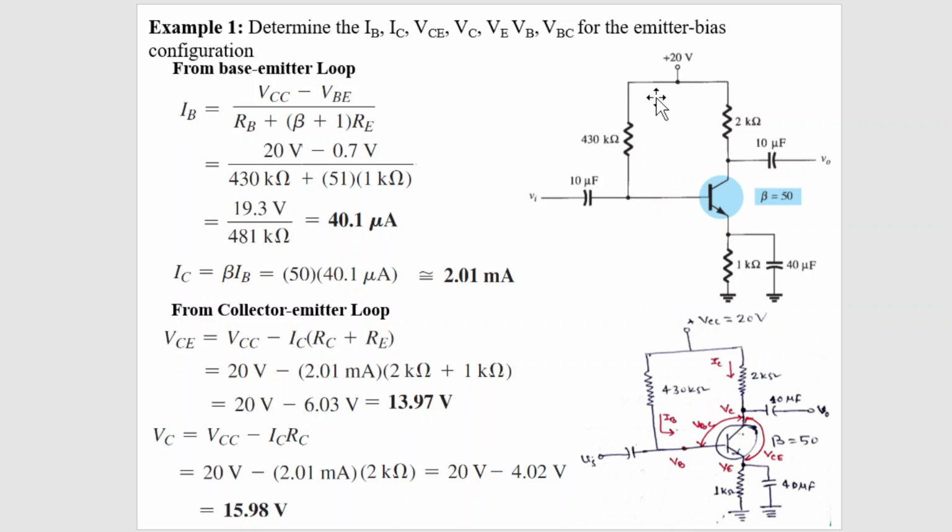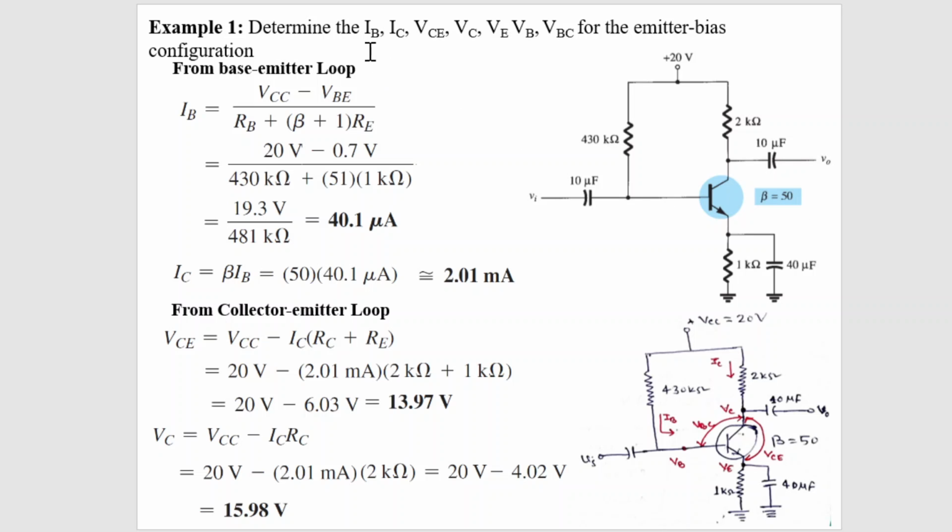So if you see the circuit, what is given? This plus VCC, a plus 20 volt power supply, is given. Then base resistance 430 kilo ohm is given. Then 2 kilo ohm collector resistance is given. Then beta is given, that is 50. And then emitter resistance is given, that is 1 kilo ohm. That means this is the value of plus VCC, this is RB, this is RC, this is RE, and this is beta.